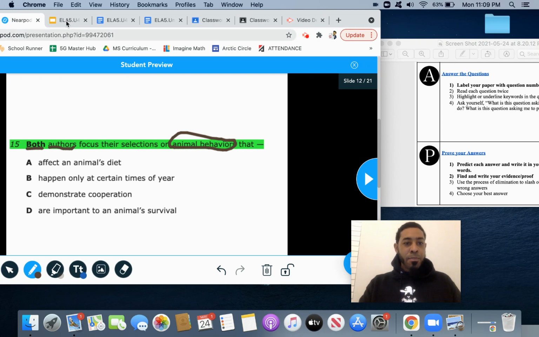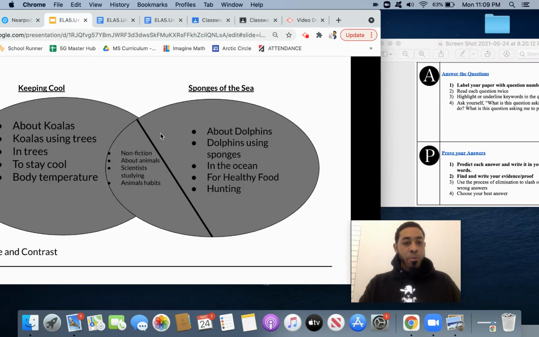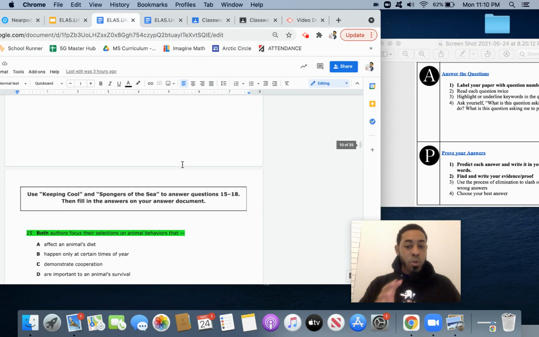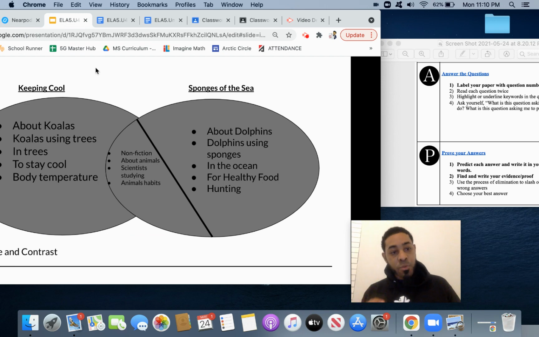And so I'm looking at my Venn diagram. What's something that both of them do? Well, it's nonfiction, it's about animals. Science is studying, it's about animal habits, okay? And notice how I'm not going back to the text and scrolling up and down. No, you don't want to do that at the start. Maybe if it's a really tough question, but to save time, focus on the Venn diagram. See, in the end, yes, this was work, but this work actually ends up saving us time.